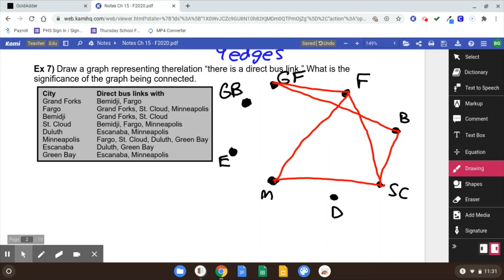Duluth goes to Escanaba and Minneapolis. Minneapolis goes to Fargo, which I've got, and St. Cloud, which I've got, and Duluth and Green Bay. Escanaba goes to Duluth and Green Bay. Green Bay goes to Escanaba and Minneapolis, which I've got. All right, so do I have them all? Did I miss anything?